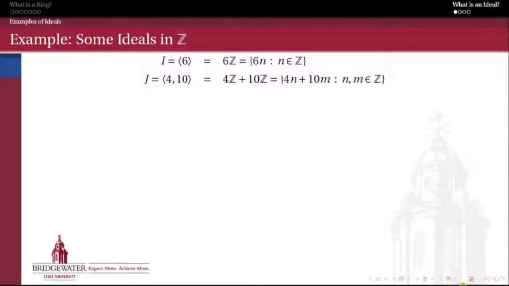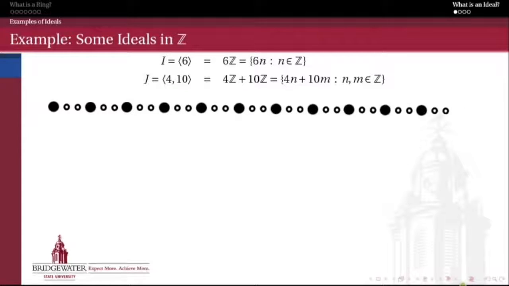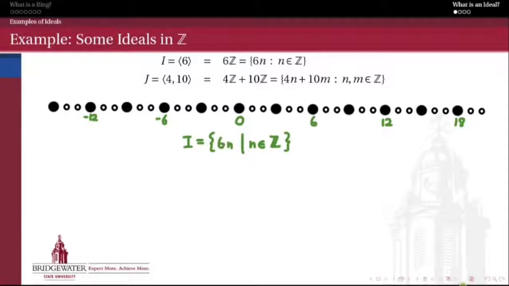All right, let's get our hands dirty with some more examples of what ideals look like. So inside the ring of integers, 6Z, the multiples of 6, is also an ideal, for the same reason as the ideal 3Z was in the previous slide. So again, it's a principal ideal with generator 6. But let's look at another example where we might not necessarily have an ideal that's principal. So let's take a look at 4Z plus 10Z. So this is going to be the sum of the multiples of 4 and the multiples of 10.